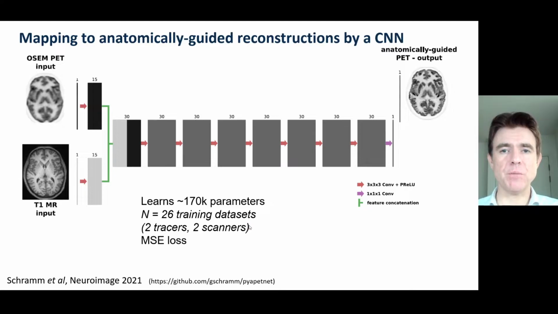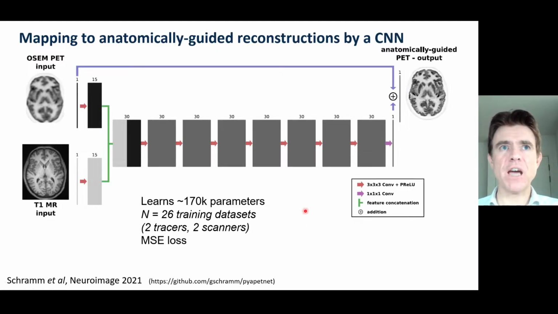That gives an idea of the amount of training data needed for this, drawn from 2 different radio tracers and from 2 different PET scanners. And they used the good old mean square error loss function. So not very sophisticated in terms of the objective function, but you can see it's delivering pretty good results with just mean square error loss.